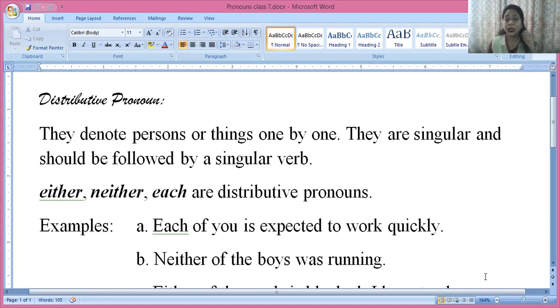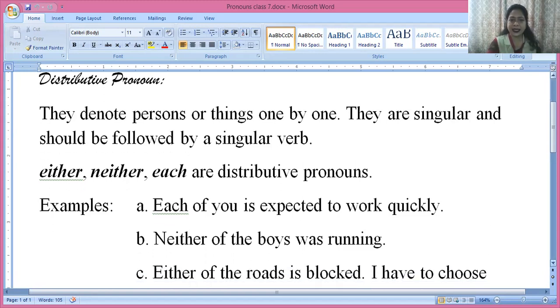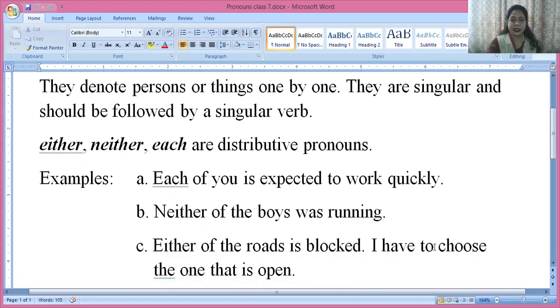So we'll use singular verb was. Similarly, let's see another example. Now see this sentence. Either of the roads is blocked. I have to choose the one that is open.